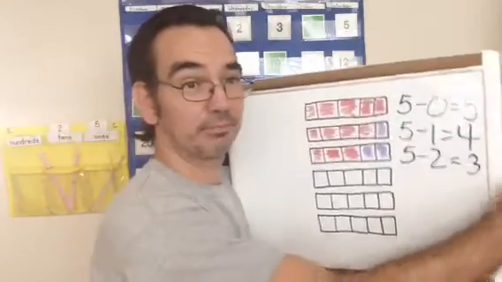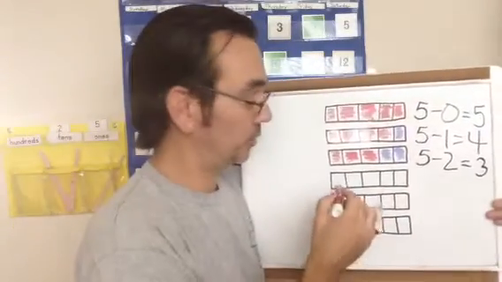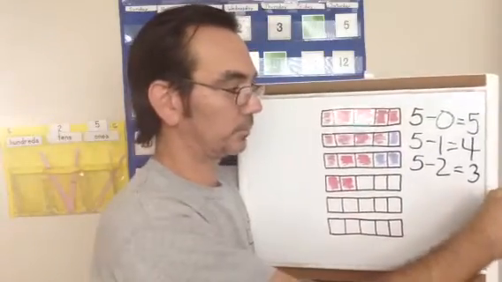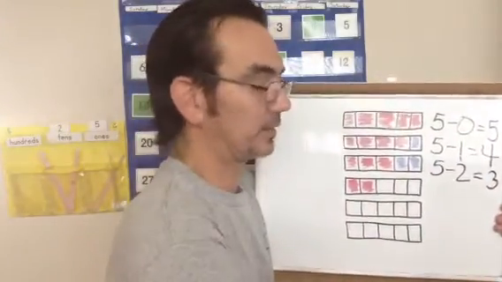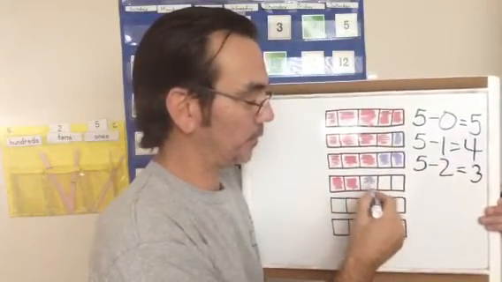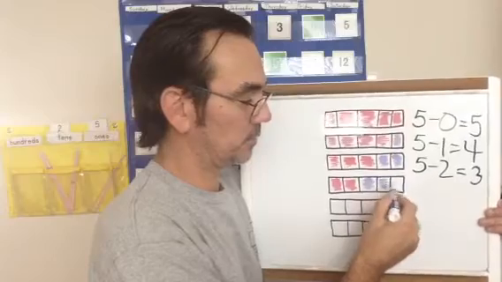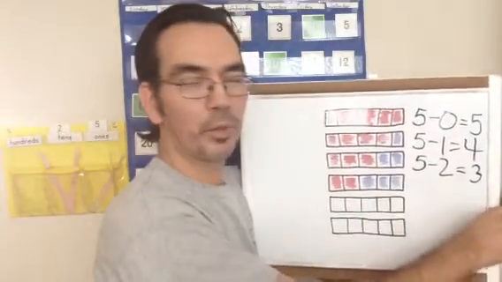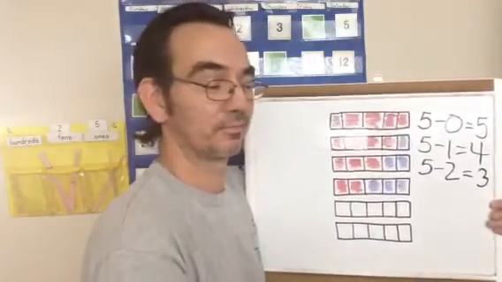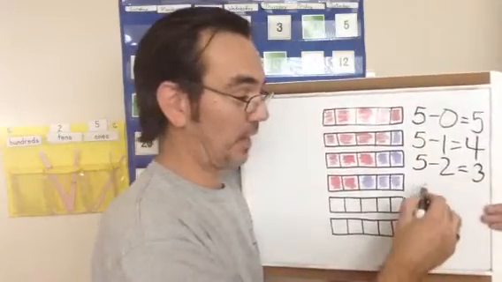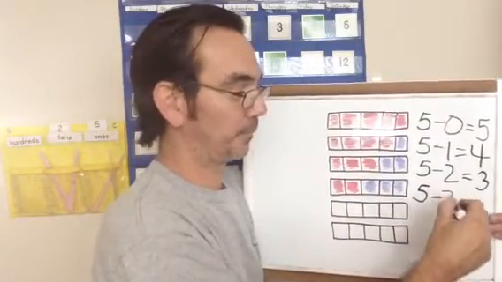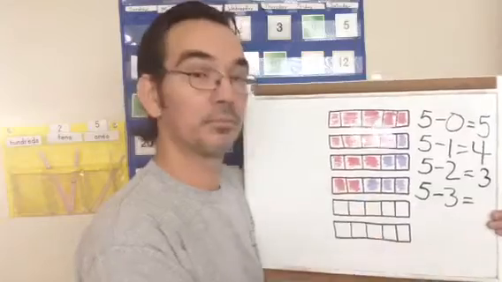Now this time, we're only going to color 2. 1, 2. Now that's going to give us now 1, 2, 3 with our second color. What number sentence is this one? Which subtraction sentence is this? Can you guess? Or do you know? It's 5 minus 3 equals 2.